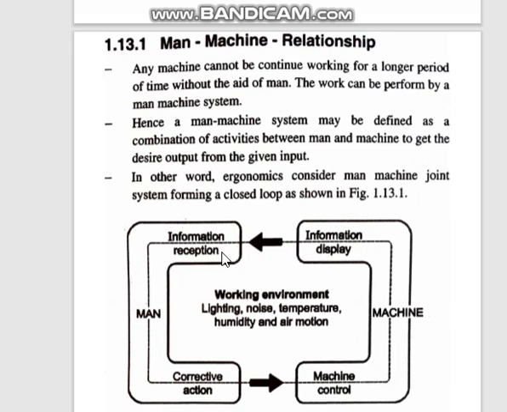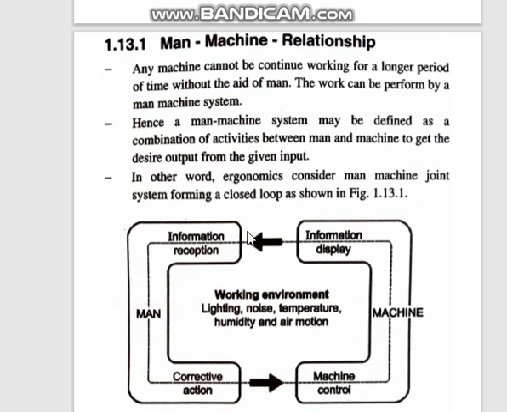First, what? Information reception. Information is received by the man, whether by looking through the eye or by hearing some sound, and by looking at that, man can take a corrective action. For example, a red lamp has lighted. Man understood something is wrong. Maybe the petrol in the motorcycle is almost finished. Then he has to take some corrective action. He has to fill the petrol.